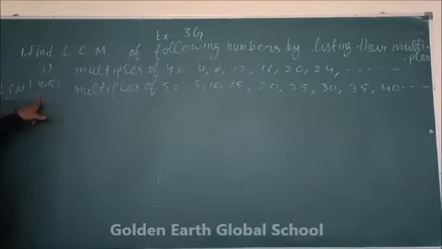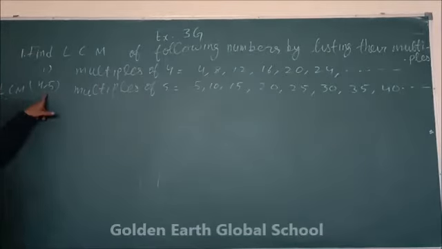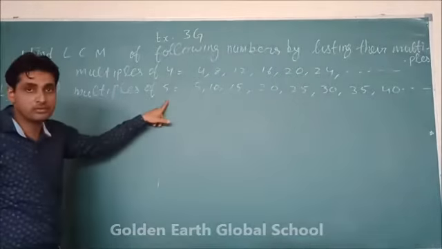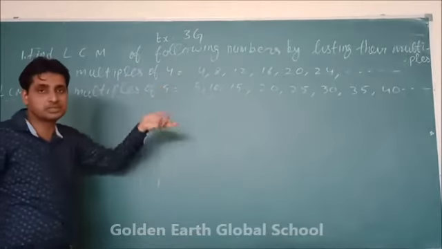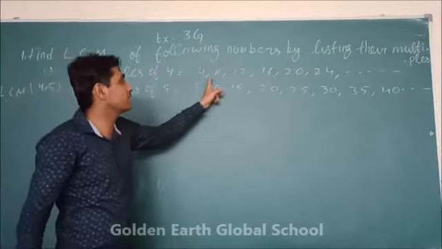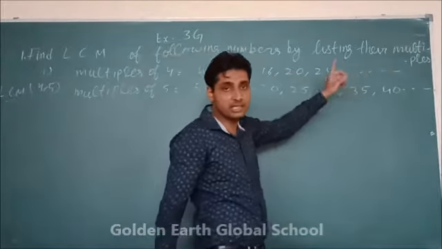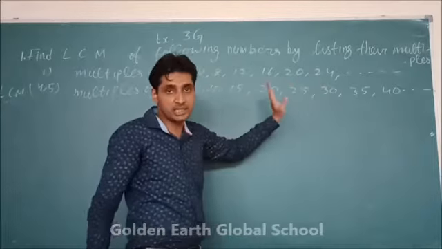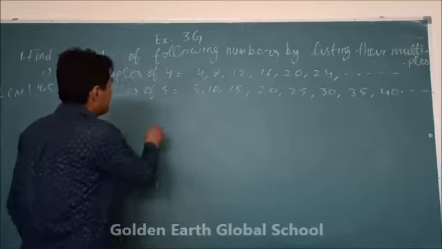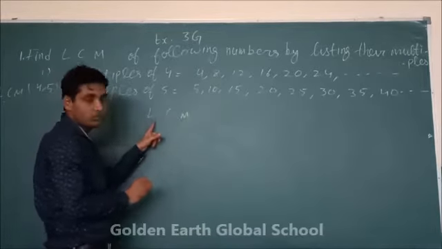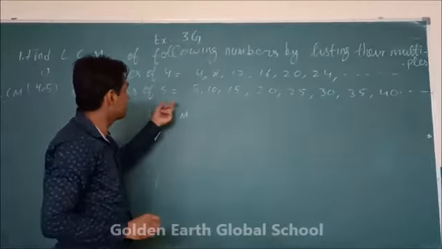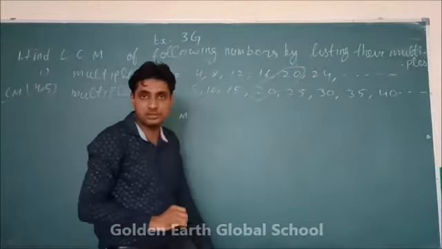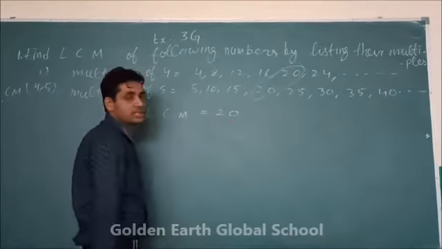Okay, the first question is to find the LCM of 4 and 5. Firstly, multiples of 4, then multiples of 5. You know that multiples means table. So the table of 4 is 4, 8, 12, 16, 20. Write like that. Multiples of 5: 5, 10, 15, 20, 25. LCM is the lowest common multiple. So which is common and which is lowest? That is 20. So the LCM is 20.